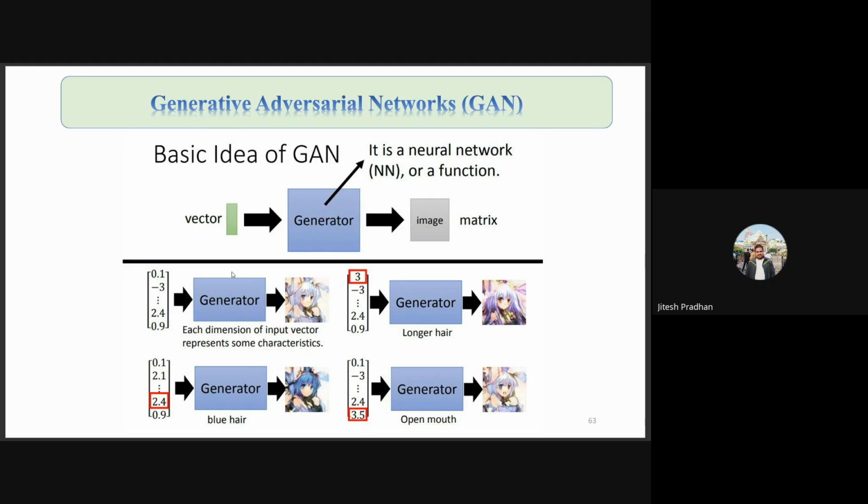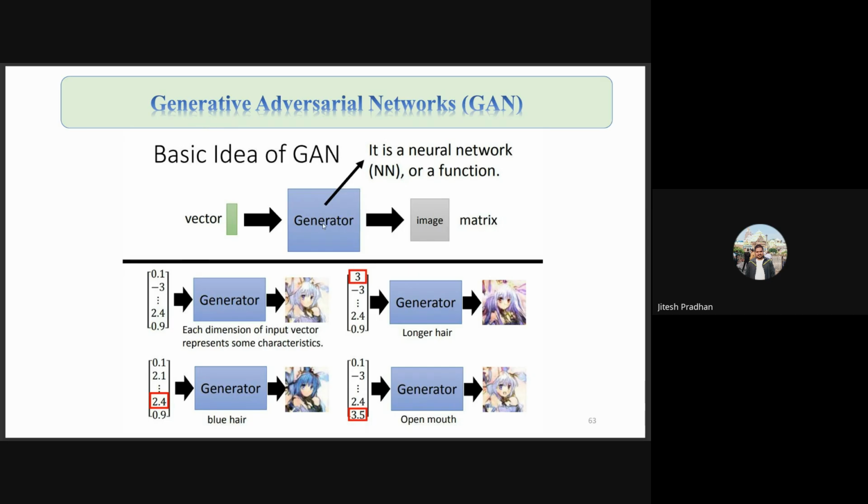Now let's take an example of how this actually happens. Let's say it is numerical information. Each dimension of the input vector represents some characteristic. You cannot know which value represents which characteristic; it is unknown. Now look here, let's say this is white. You don't know for which parameter or feature the white here has been generated. It is not known.